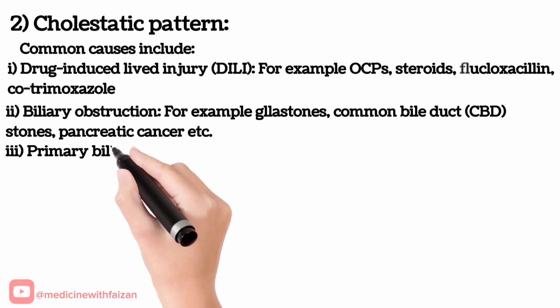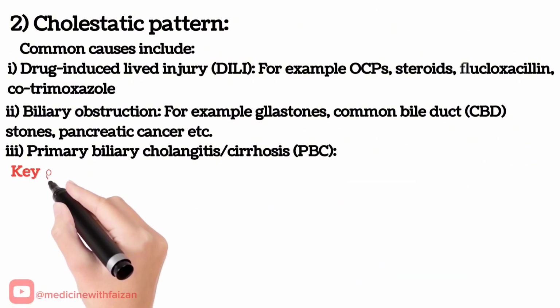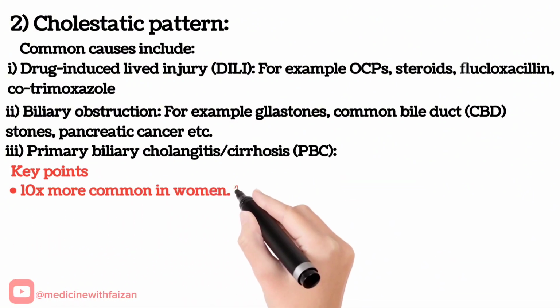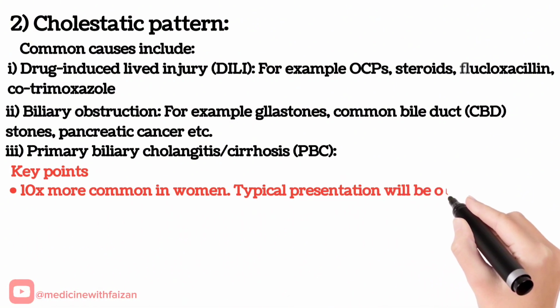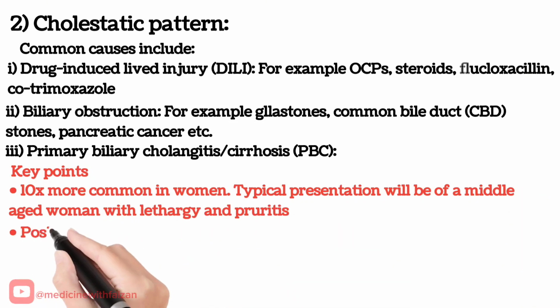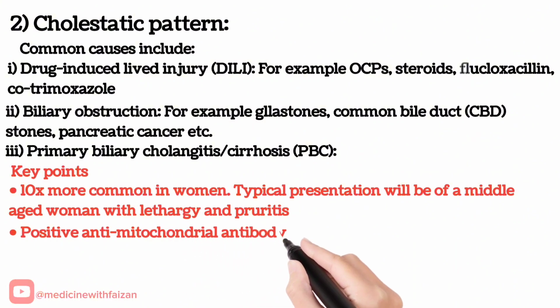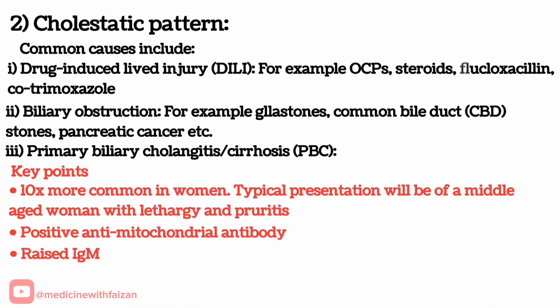Another cause of cholestasis includes primary biliary cholangitis, PBC. It is 10 times more common in women, and the typical presentation will be of a middle-aged woman with lethargy and pruritus. The antibody most commonly associated with PBC is antimitochondrial antibody. Also, there will be raised IgM antibodies.